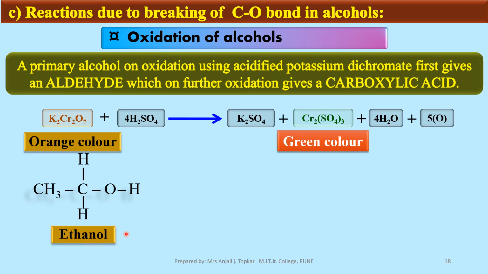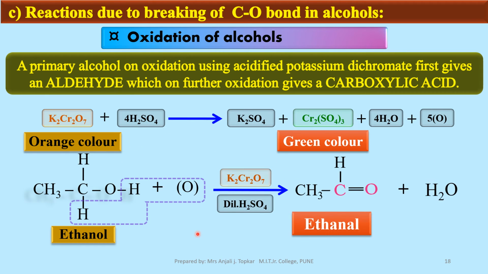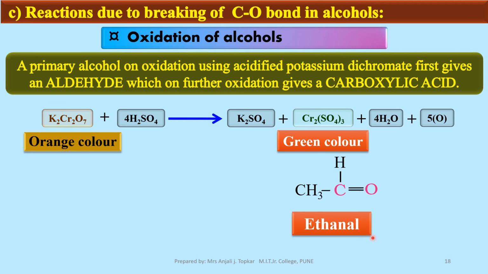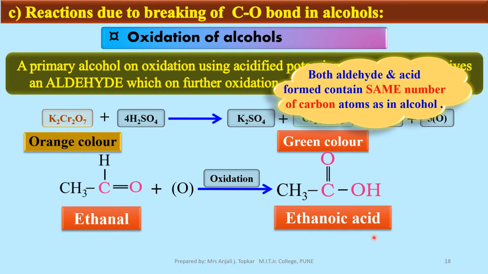So here ethanol undergoes oxidation in the presence of acidified potassium dichromate, gives an aldehyde CH3CHO, and the highlighted part carrying water molecule is removed. Giving rise to the formation of ethanal, that is acetaldehyde. Ethanal further undergoes oxidation to give ethanoic acid. Both aldehyde and acid formed contain the same number of carbon atoms as the alcohol.